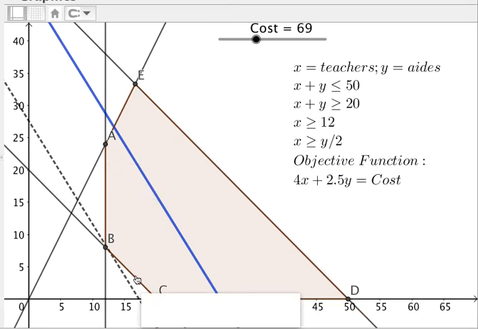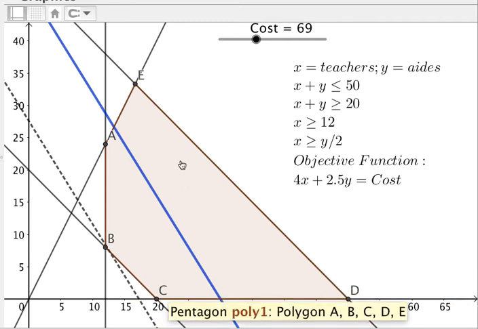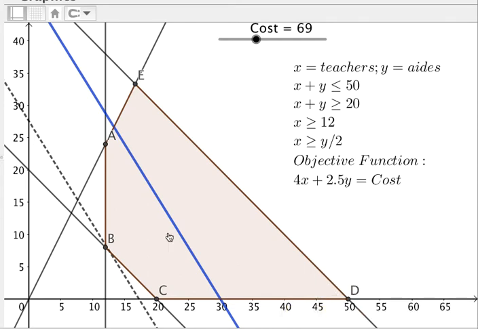We also were told that all the values have to be positive for teachers and aides, so we're above the x-axis and to the right of the y-axis. Okay, that's how we found our optimal point here, point B.